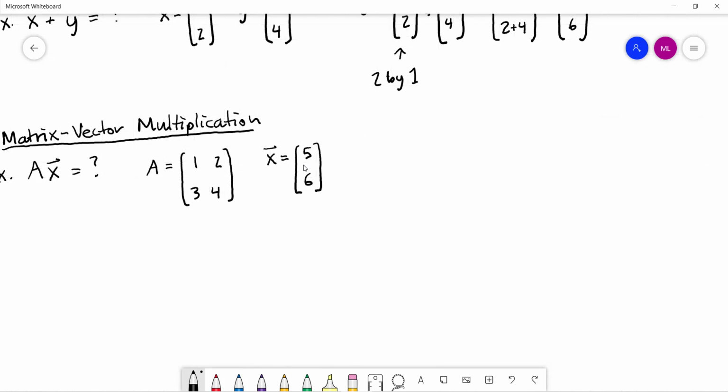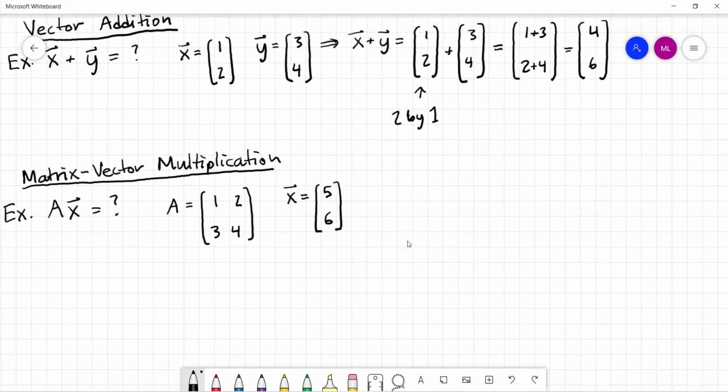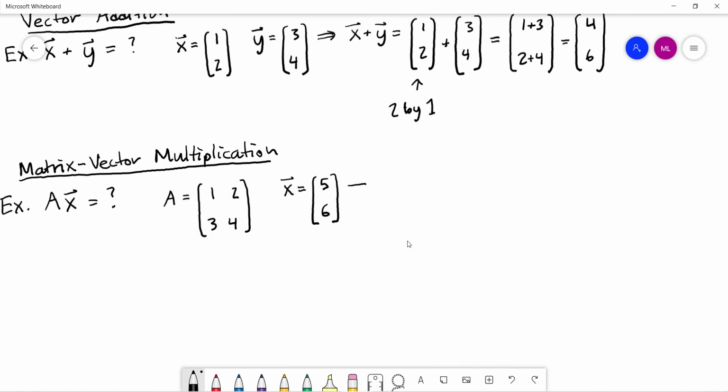here we go. Sorry, screen froze up there for a minute. So if we multiply these together, A times X, it would look like this. We would write it out as the 1, 2, 3, 4 times the 5, 6. We'd write them right up next to each other like that.